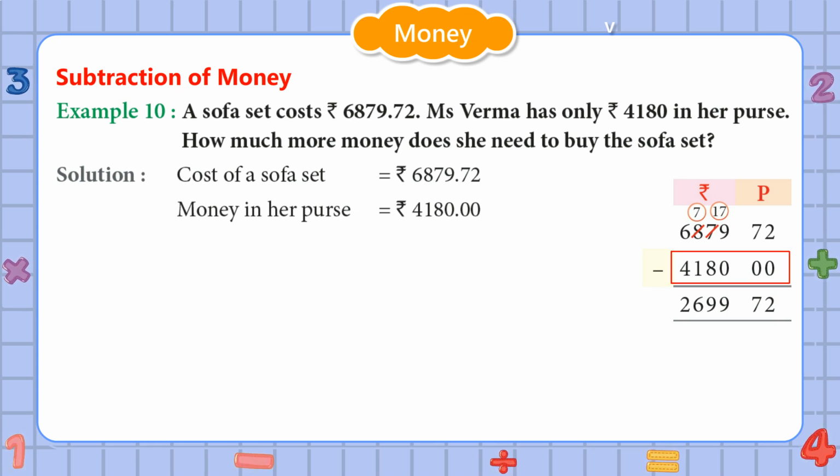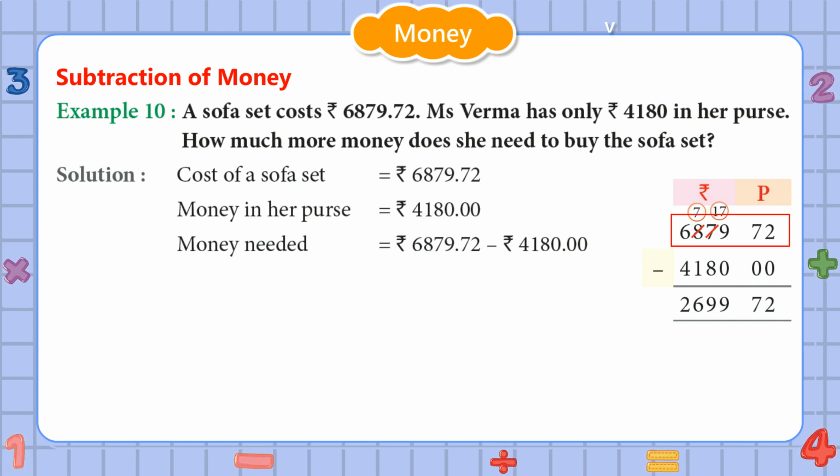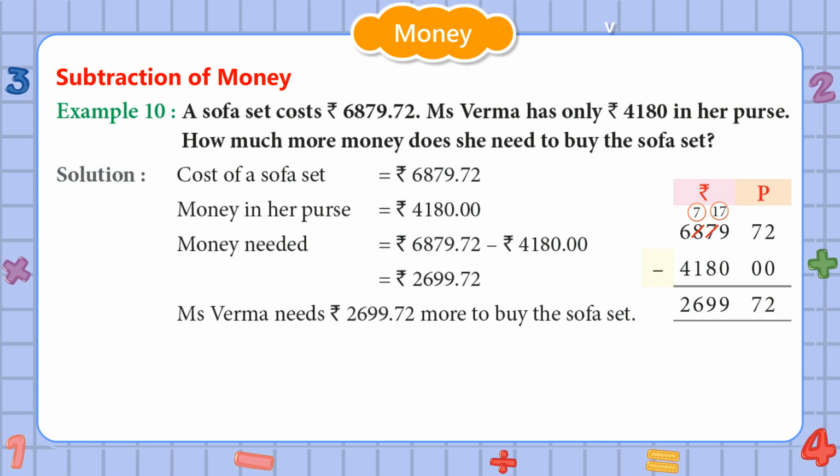Money in her purse is equal to rupees 4,180 and 0 paise. Money needed is equal to rupees 6,879 and 72 paise minus rupees 4,180 and 0 paise. It is equal to rupees 2,699 and 72 paise. Miss Verma needs rupees 2,699 and 72 paise more to buy the sofa set.